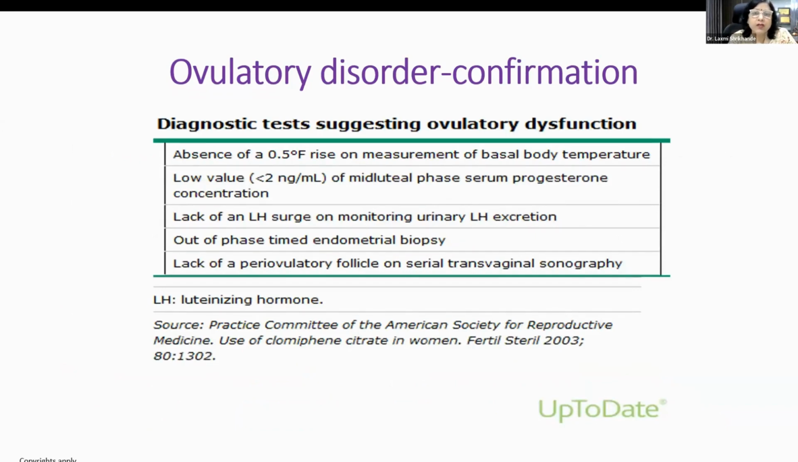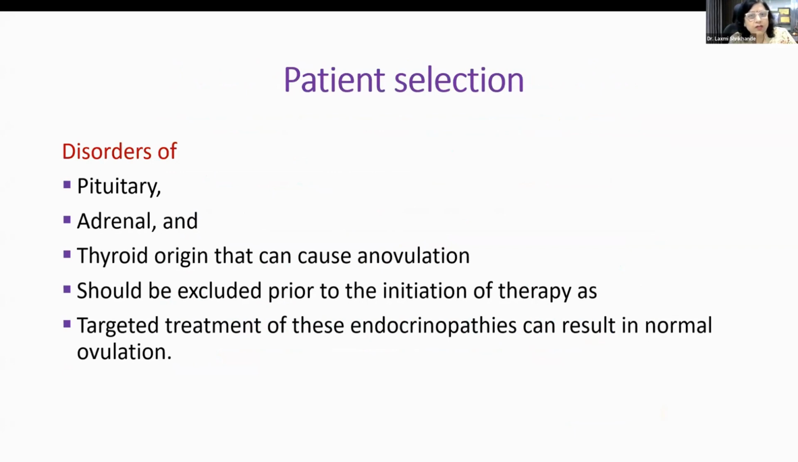Basal body temperature we don't use routinely, but you should know that absence of a 0.5 degree Fahrenheit rise on measurement of basal body temperature indicates anovulation. If you are measuring mid-luteal serum progesterone, then it has to be less than 2. Lack of an LH surge on your urinary LH monitoring. Out of phase endometrial biopsy, which we are never doing in our OPD practice. And lack of a periovulatory follicle on serial transvaginal sonography. So you can take help of these non-invasive tests to find out whether your patient is ovulating or not.